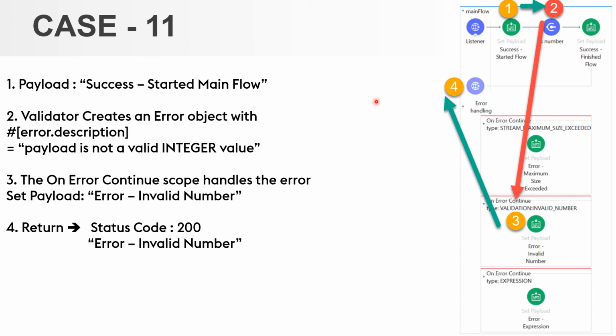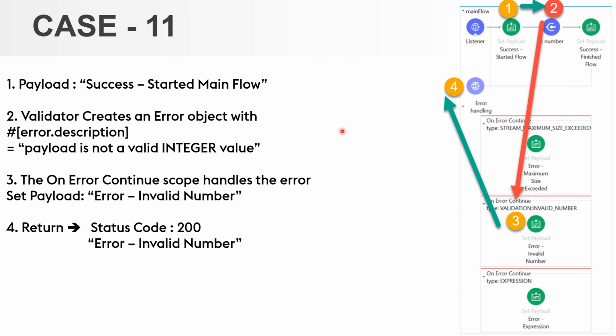If the error is of type stream maximum size exceeded, then this block will execute your handling. Now in this case, because we have got validation invalid number, this block will handle your error. This will catch it. When the error object is generated, it will come to this block. It is on error continue. So we are setting the payload here to error invalid number, it will be red in, green out.